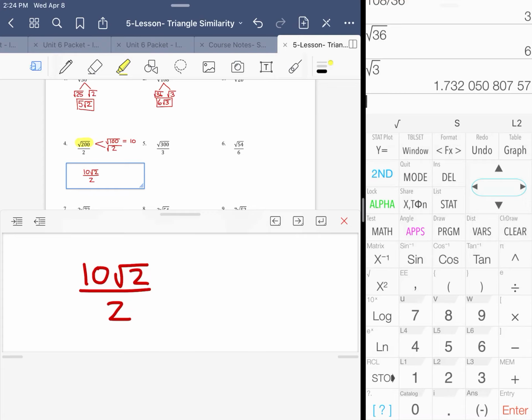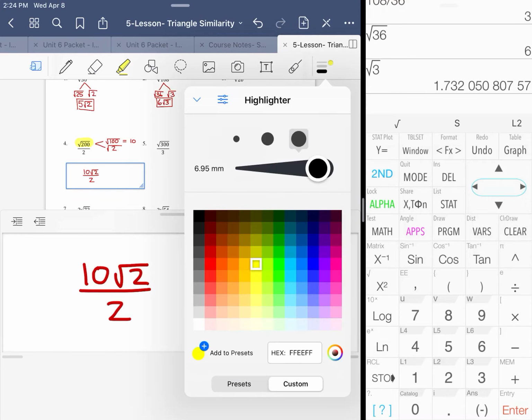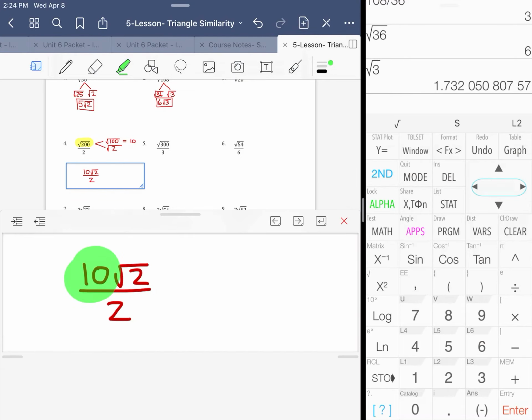Now, looking at it, I can see there's a little bit more to this because I have a 10 here and a 2 there. I would want to look at that and forget about the radicals. Can I just divide 10 by 2? Sure. 10 divided by 2 is equal to 5. So this simplifies down to 5 radical 2.